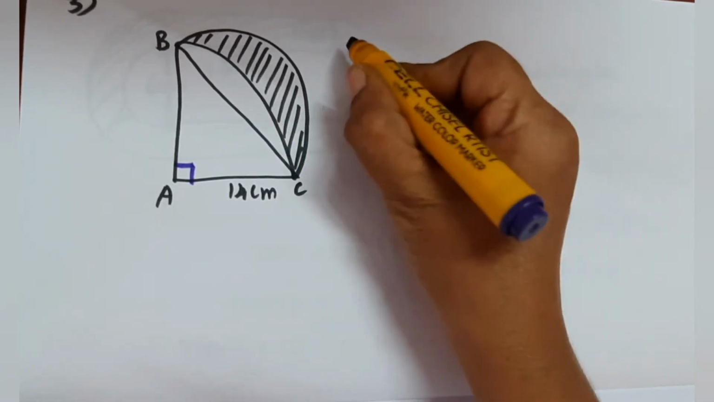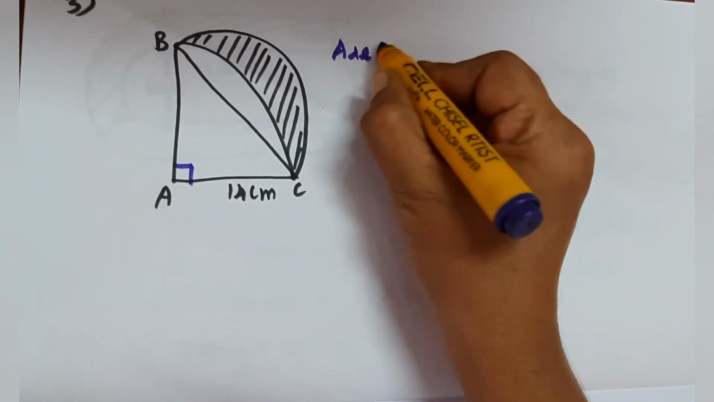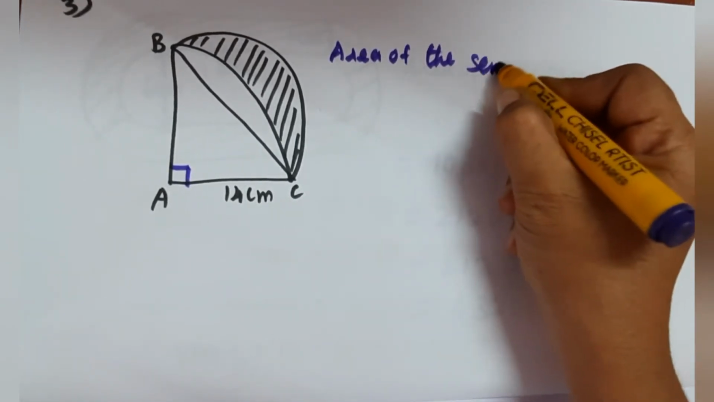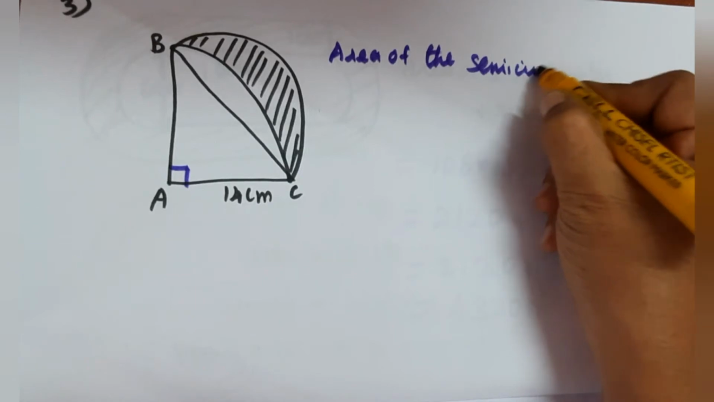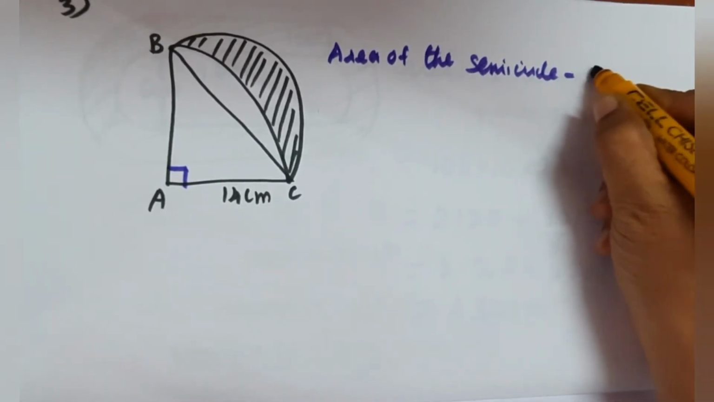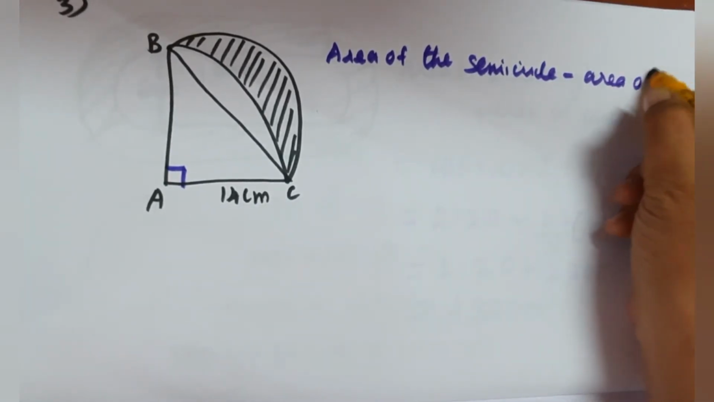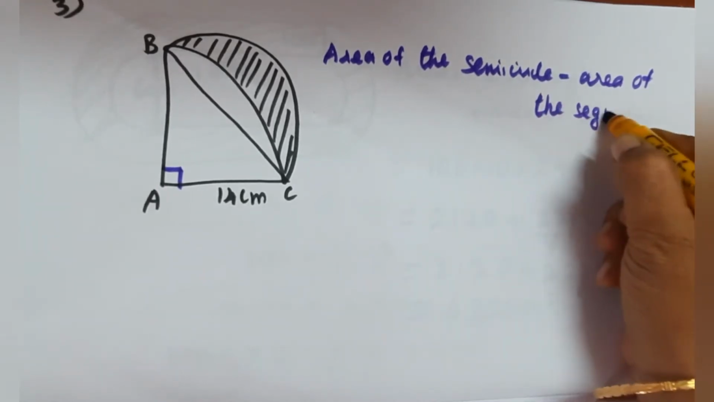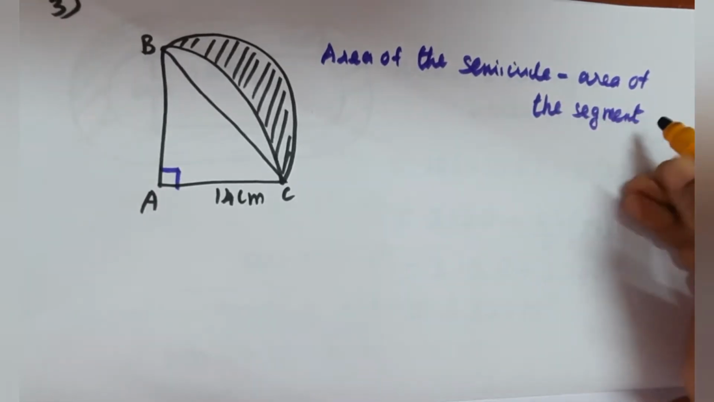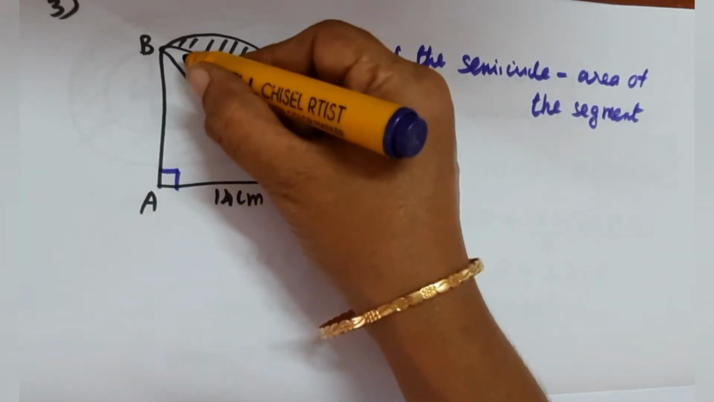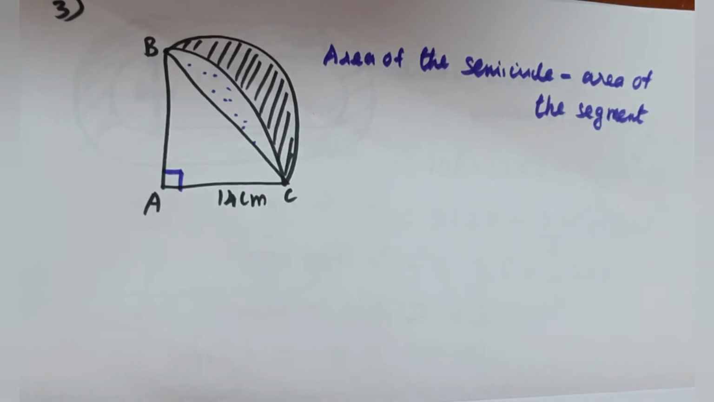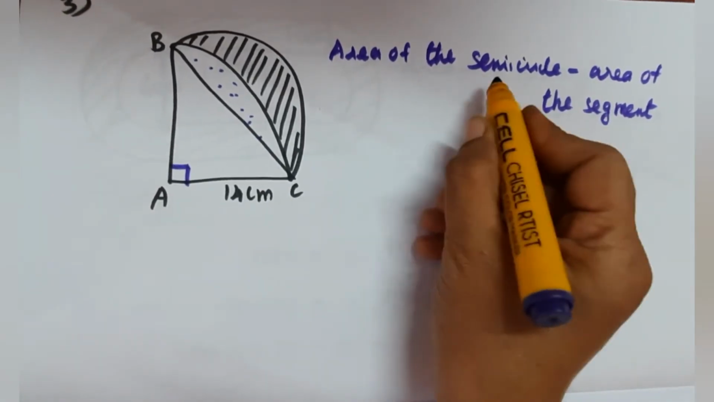It is nothing but the area of the semicircle minus the area of the segment. Which segment? This one. If we cut this one, we are getting the answer over there. Okay. Now, the area of the semicircle.